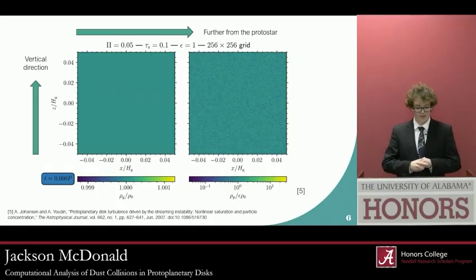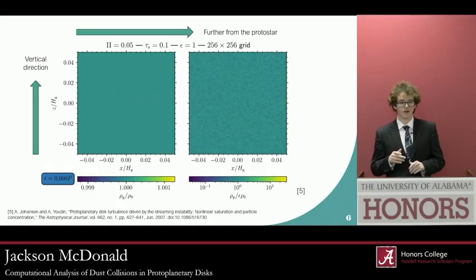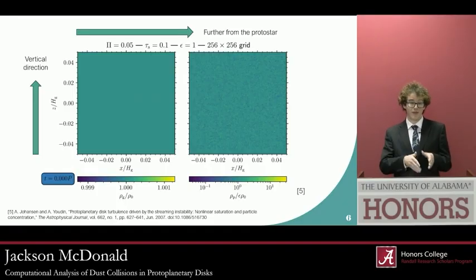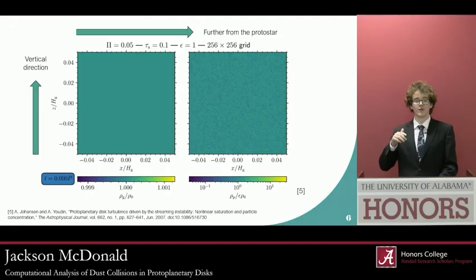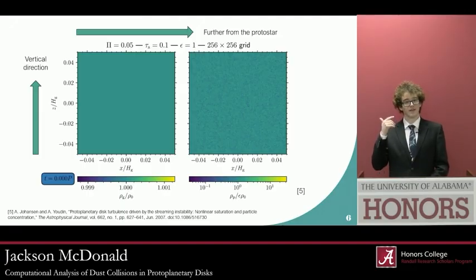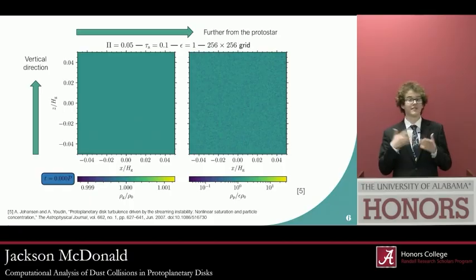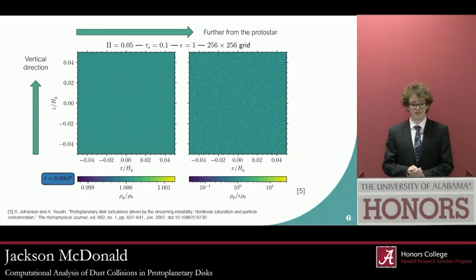Also, take note that all the units here are generalized to the disks. They're dependent on location of the disk. For example, all of our distances are in terms of the local scale height, which is the height by which the density of the gas decreases by a factor of e. And that is dependent on the location of the disk. Similarly, time is measured in local orbital period, also dependent on the location of the disk.